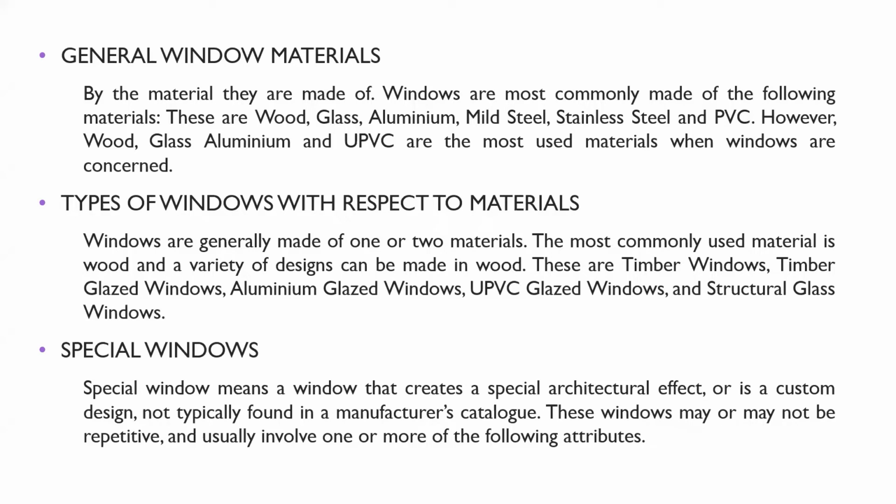Types of window by material. Windows are generally made of two materials. The most commonly used material is wood, and furniture design can be in wood. These include timber glass windows, aluminum glass windows, UPVC glass windows, and structural glass windows.